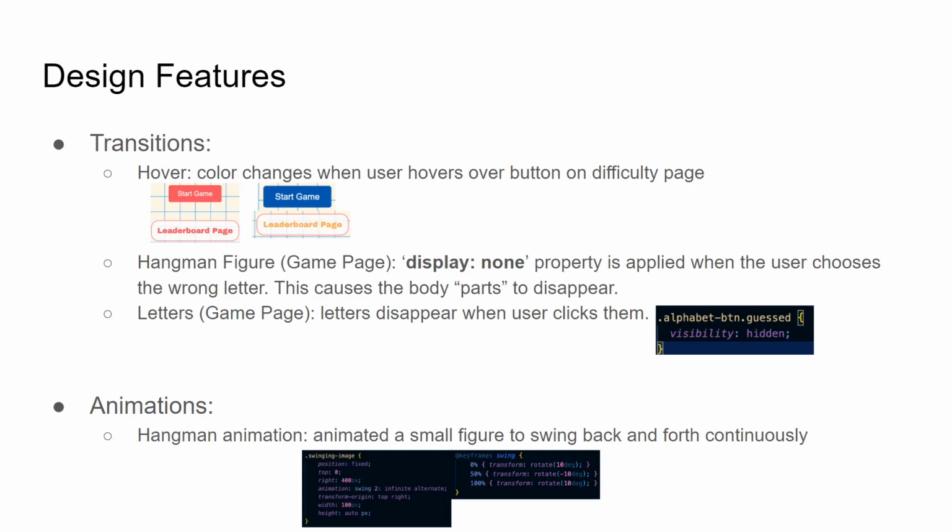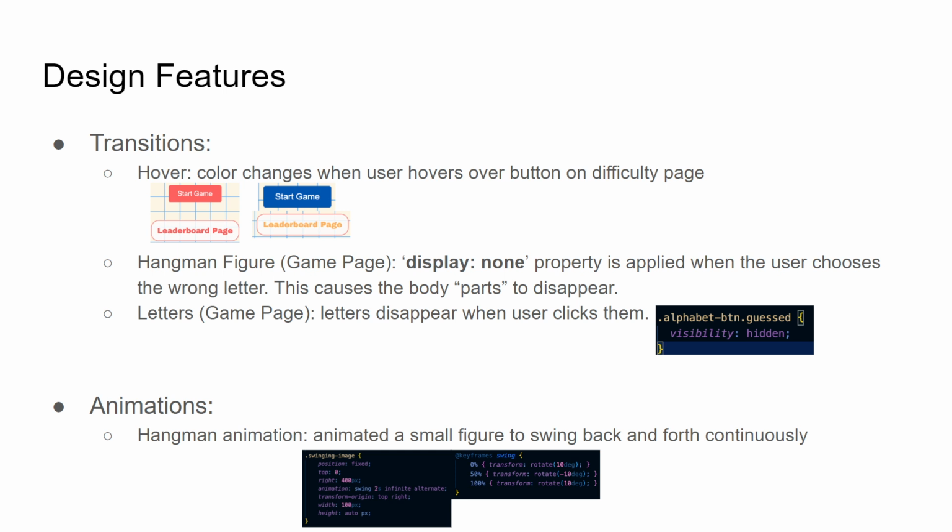So next we have the design features. We had a couple of transitions. The first one was a hover transition. When the user hovers over the start button or the leaderboard page, the color changes. As you can see, it starts off as kind of a pink color, and then when they hover over it to the right, you see it's kind of blue. For the leaderboard page, it starts off as that reddish pink color, and when they hover over it, that changes to yellow, just so the user knows that that's where their cursor is.